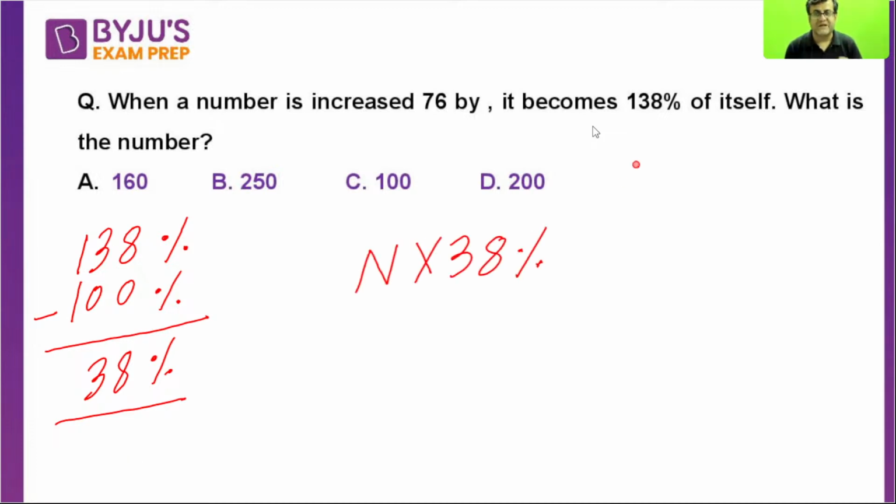If a value increases and becomes 138%, it means the increase is clearly visible: more than 100, whatever is there, 38%. It is the increase, and the increase value is 76. Number ka 38% is 76. 38% is 76, 38 2s are. So the value will be. Okay, beta. Let's move to the next.